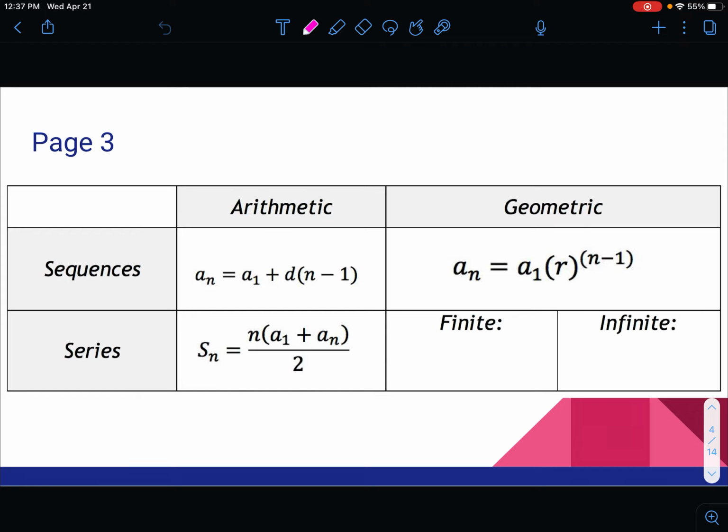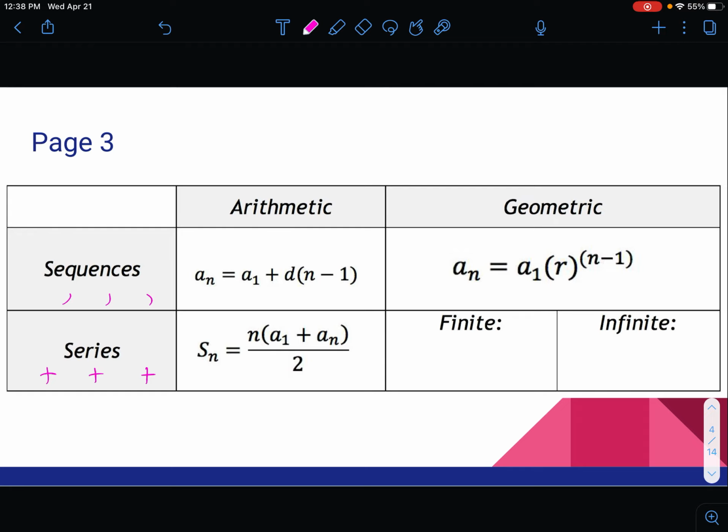Just as a review of what we've already learned, on page 3 you have a formula page. Make sure that you're adding as we go. For sequences, remember, sequences are where we're separating terms with commas. We found the nth term for the arithmetic and for the geometric, so we're able to get that formula. Now series is where we're actually going to add those terms together.